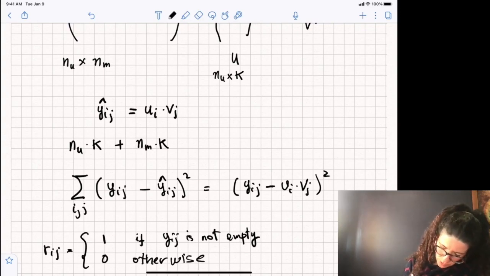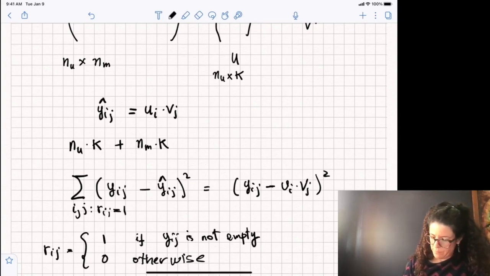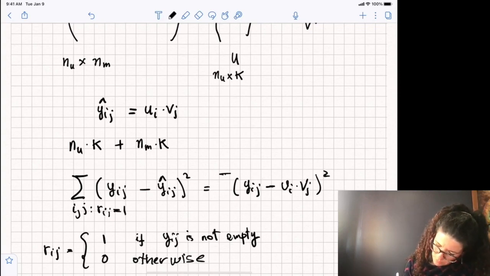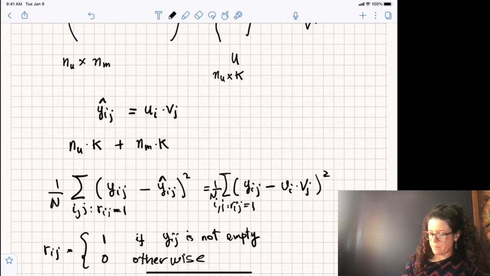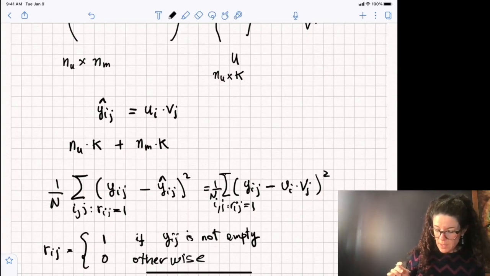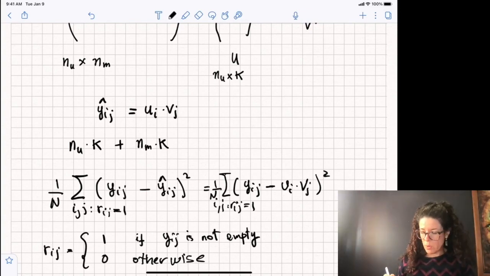So what we're going to do is sum over i, j such that R_ij is equal to 1, and then divide by n, where n is the number of ratings that we have. Okay, so this is our loss function. Now this loss function is a function of U_i and V_j, right? You remember we have all of these parameters that we want to learn.